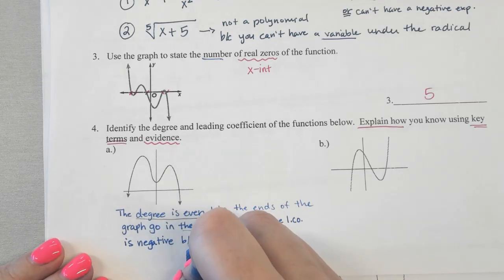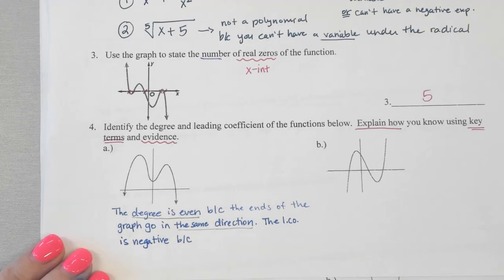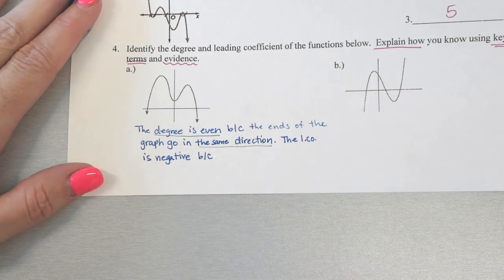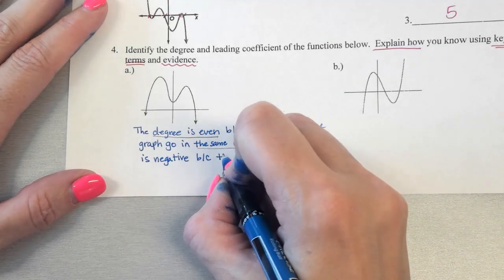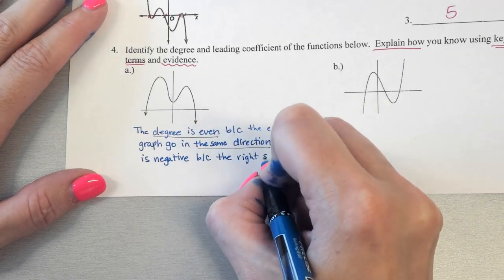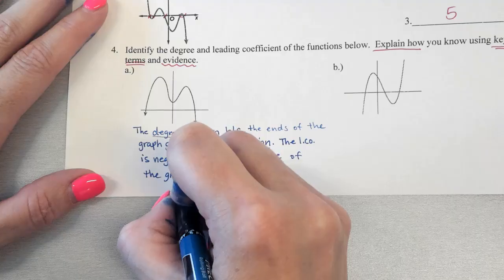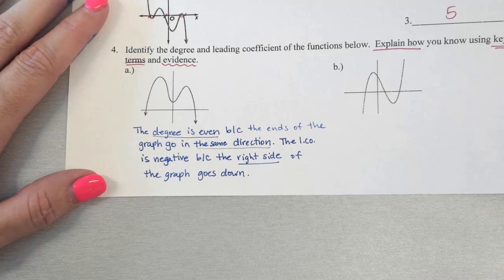Okay, and Titan, what did you say for that one? The leading coefficient is negative because what part of the graph tells you that? No, the leading coefficient. So we just said the degree is even because the ends of the graph go in the same direction. But what from the graph tells us that the leading coefficient is negative? Yes, that's exactly right. So the leading coefficient is negative because the right side of the graph goes down. Okay, so I want you using words.